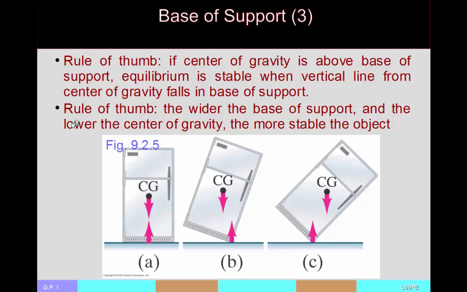So a second rule of thumb is that the wider the base of support is and the lower the center of gravity is, the more stable the object will be. So you can see that the freezer refrigerator, if it was lying on this side, would have a much more stable equilibrium than when it's on this side. You have to tilt it a lot farther away from this side before it will not return to lying on this side than you do with this side.